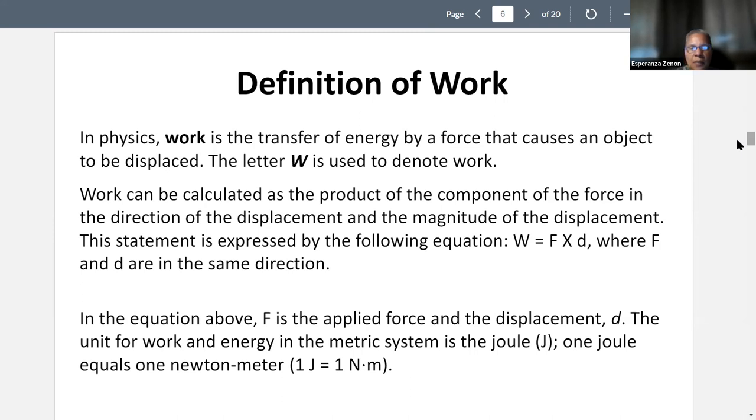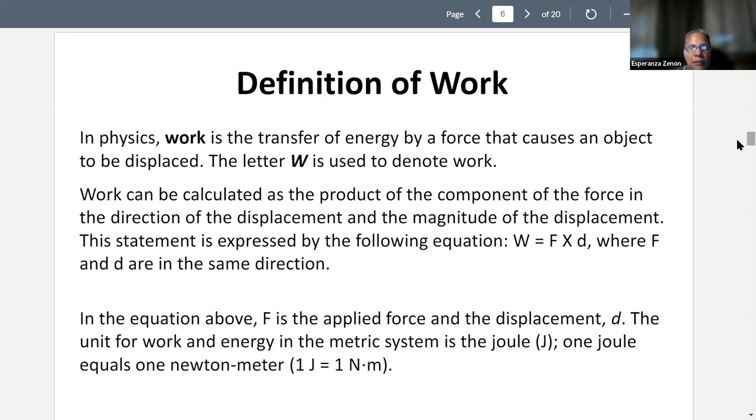So since we are dealing with force, we know that unit is newtons. And displacement, we know the unit for that is meters. So now we're multiplying those two things together, a newton times a meter. When you do that, you get a unit called a joule. The unit for work and therefore energy, because work involves a transfer of energy. And sometimes you'll hear energy defined as the ability to do work. They're both in the same units, newton meters or joules.